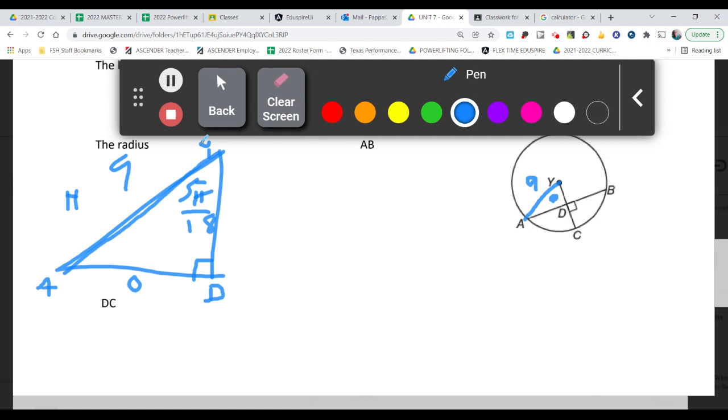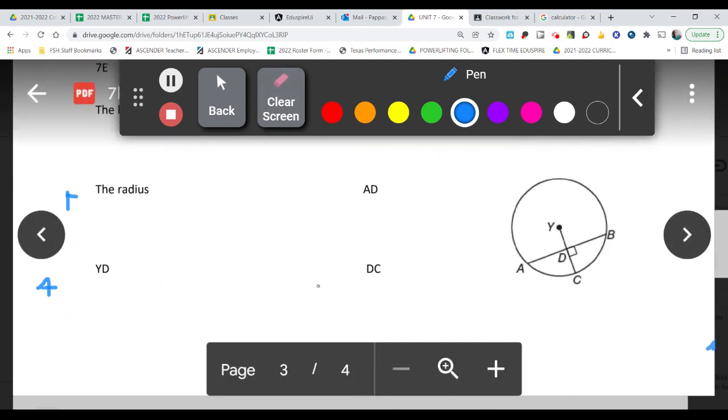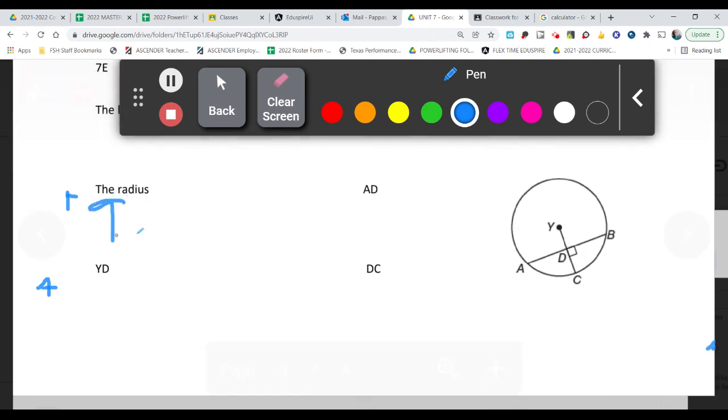Sine, because sine is O over H. Okay? So in order to find that thing, I drew on the wrong triangle. Sorry. So the radius is 9. We have our triangle right here. So the radius is 9. This is the hypotenuse.